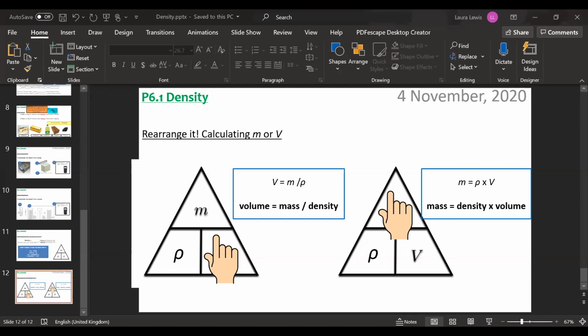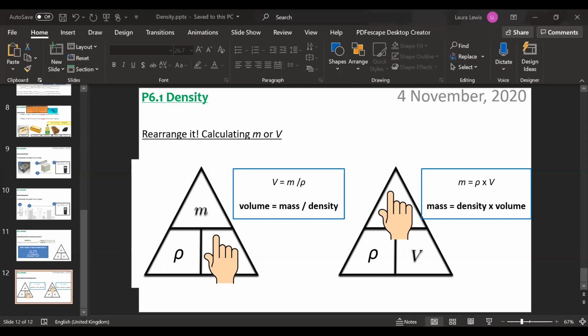If we multiply both sides by volume, you get volume times density equals mass. I'm showing you the maths operation here. And we want volume on its own, so we divide both sides by density. So volume equals mass divided by density. You can see if you covered up volume in the triangle, you get mass divided by density. It's the same thing. It's called rearranging when you do it like that.